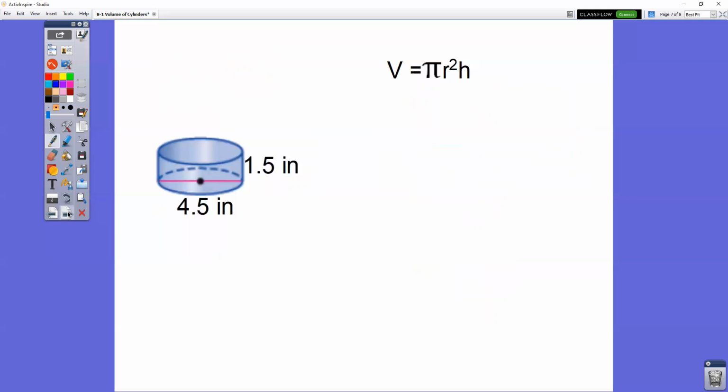Go ahead and try this one, please. Find it both ways, rounding your answer to the nearest tenth and leaving it in terms of pi.